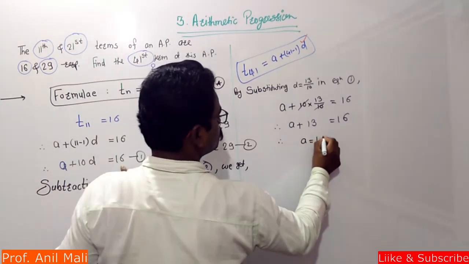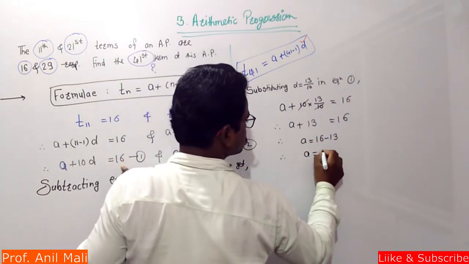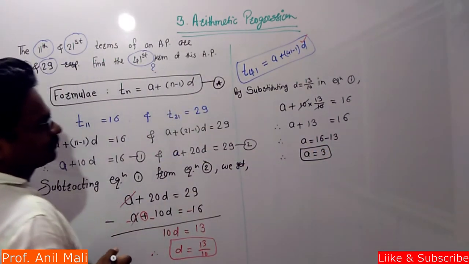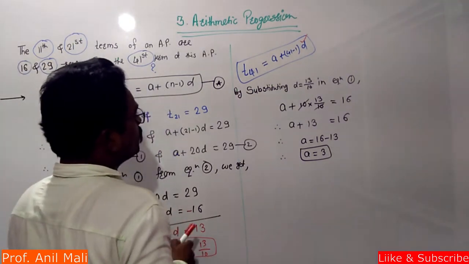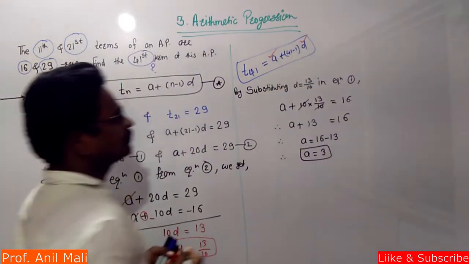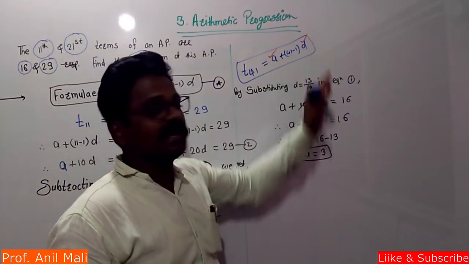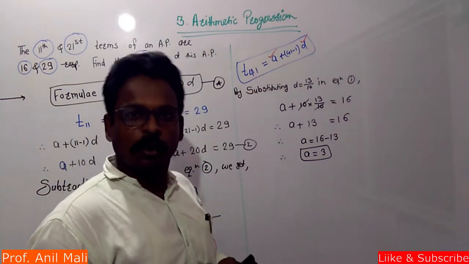Therefore A is equal to 16 minus 13. Therefore A is equal to 16 minus 13, which is only 3. No problem. Now we get A also. Okay, fine. Now be happy because we get A and D, the unknown quantities. So we can easily find out the 41st term now.